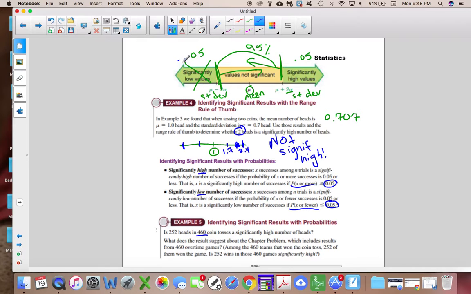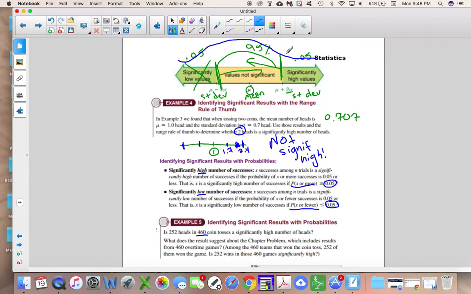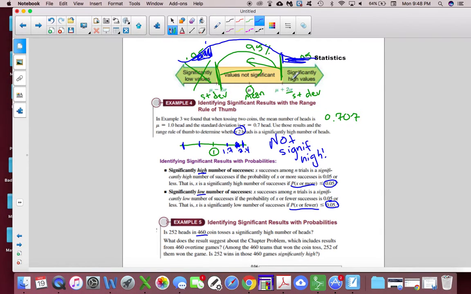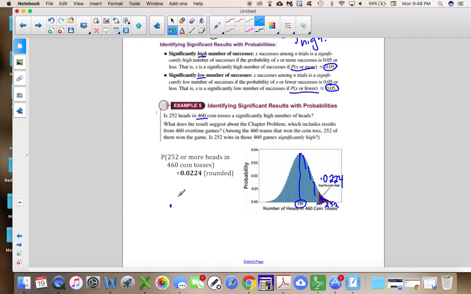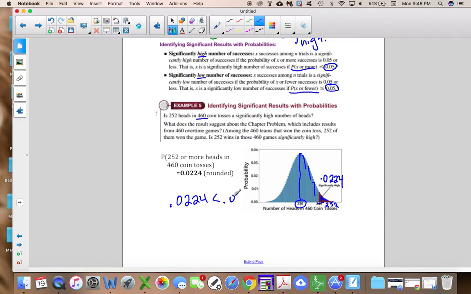Okay, so again, if we relate this back to a bell curve, it's doing this. Ooh, I can't make my bell curve very tall. Okay, so like this little tapered edge over here and this little tapered edge over here. Those little guys can't be any more than 0.05, otherwise it's not significant. So 0.0224 is less than 0.05.